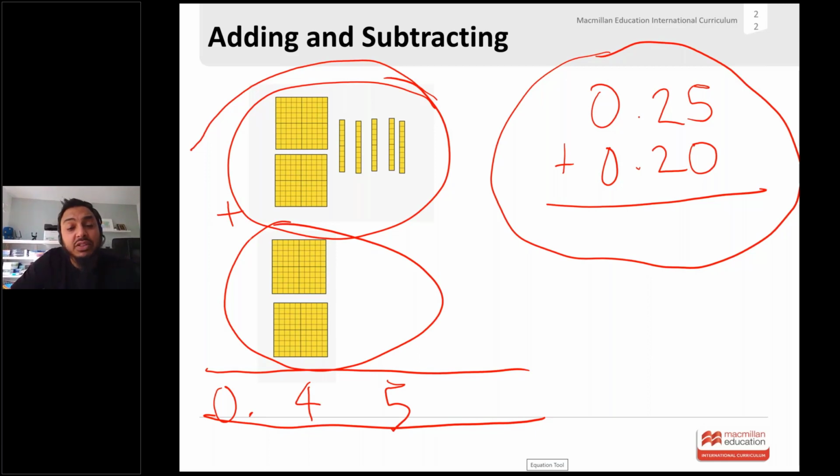0.25 add 0.2, 0.45. When we write this down, adding the hundredths, can you imagine the hundredths? Adding the hundredths, we get 5. Adding the tenths, we get 2 tenths, add 2 tenths, 4 tenths. Are there any whole numbers here? We don't have any whole cubes, so we're good to go here. 0.45.